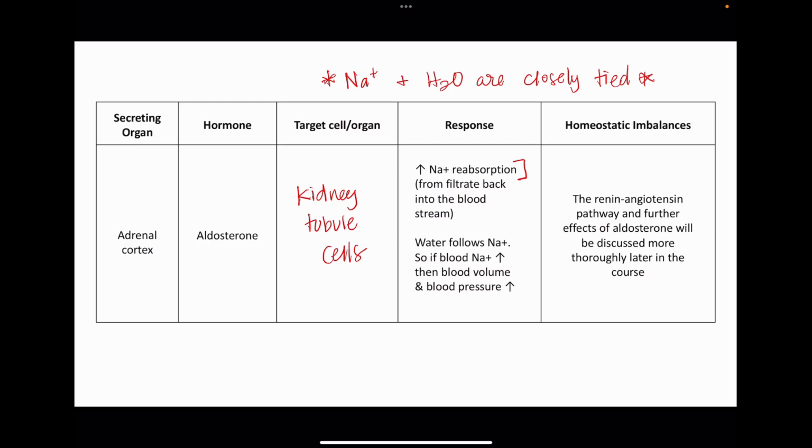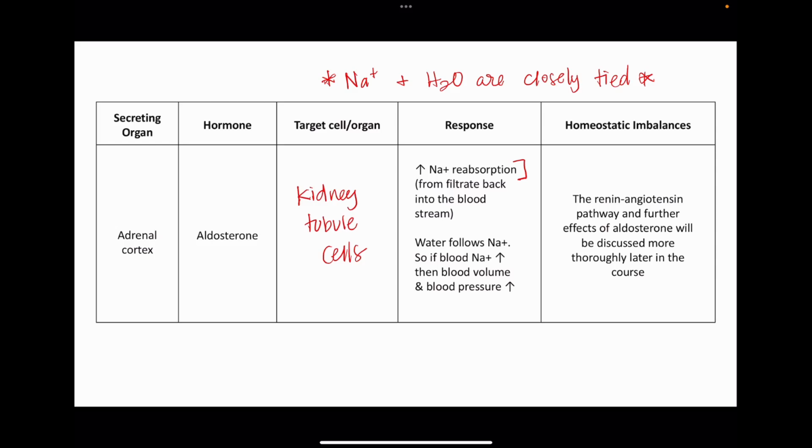So it works very similarly to the antidiuretic hormone that we talked about, but antidiuretic hormone causes specifically the reabsorption of water, while aldosterone causes the reabsorption of sodium, and water happens to follow it anyways. So they're both going to lead to water reabsorption and therefore an increase in blood volume and an increase in blood pressure. But ADH triggers water reabsorption specifically, and aldosterone is sodium specifically. But they're both going to lead to an increase in blood volume and blood pressure.